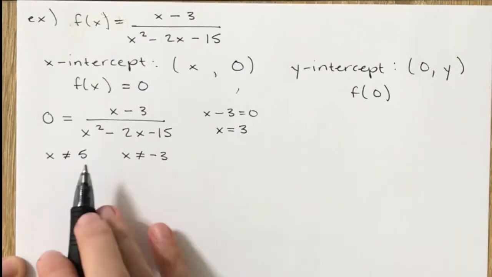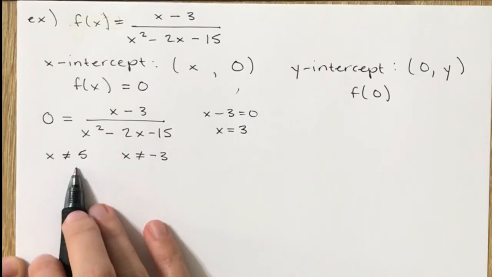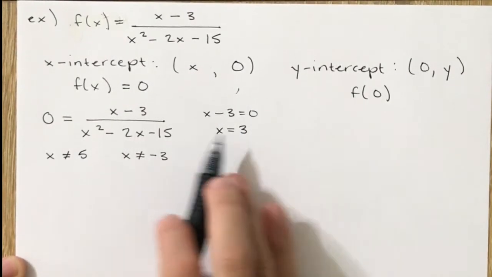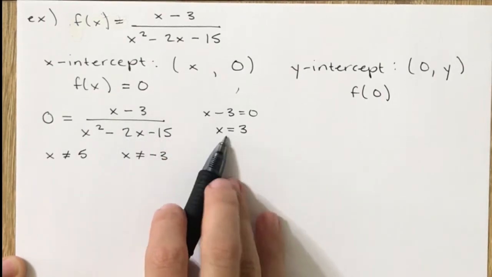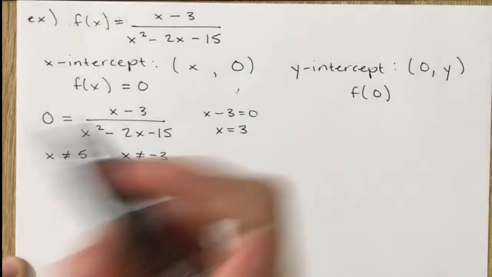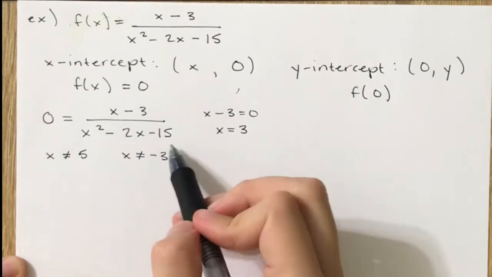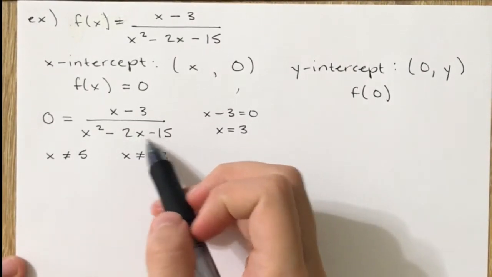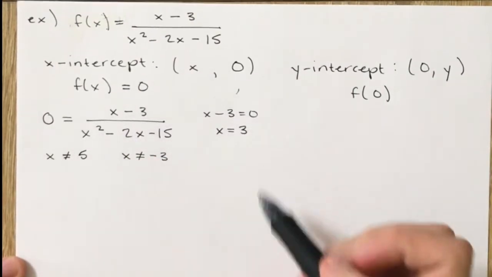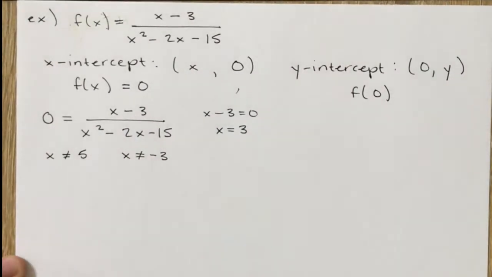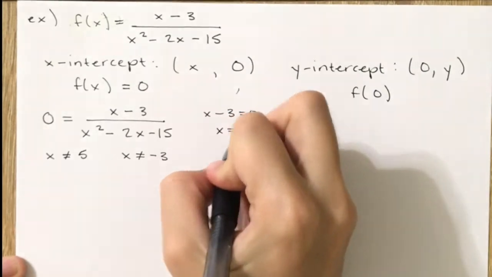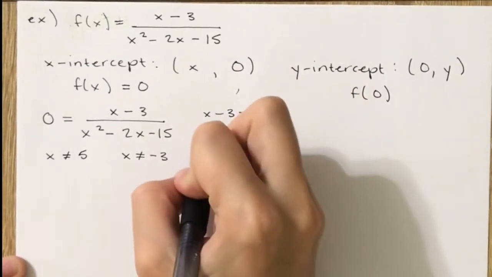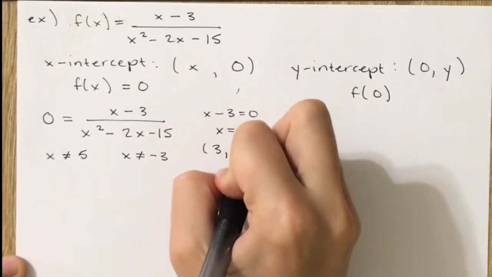+3 is not -3 or 5. So this will give us 0 on top, right? Which means that we'll get 0 over whatever it is when we plug in 3, which is not 0. As long as it's not 0, then the whole function is 0. So x equals 3 is our x-intercept. So we have an x-intercept at (3, 0).